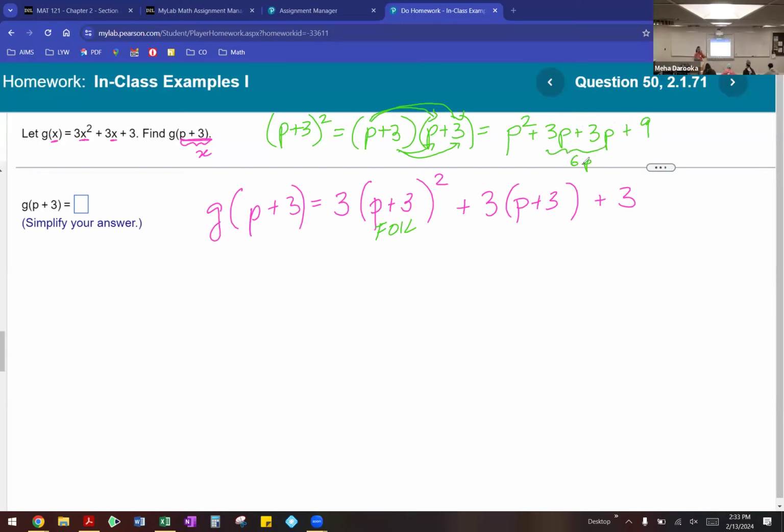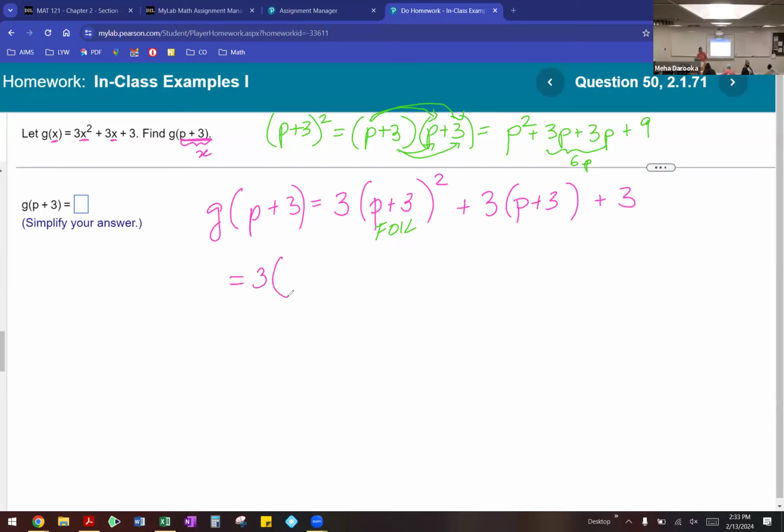The simplest rule about working with FOIL, especially if you're multiplying the same term by itself, is that for the middle term, you add those constant terms, right? 3 and 3 give us 6, so that ends up giving you 6p for the middle term. For the last term, you multiply 3 times 3, which gives you 9. And of course, the leading term is going to be p times p, which is where your p squared comes from. So let's go ahead and put that in our equation here now.